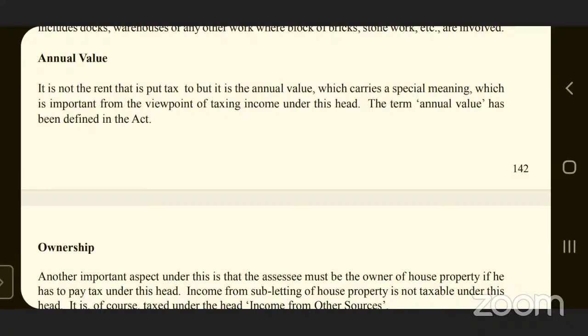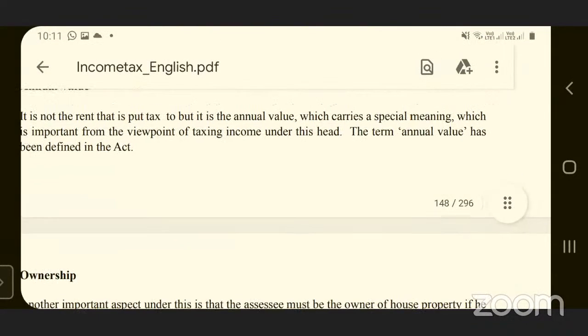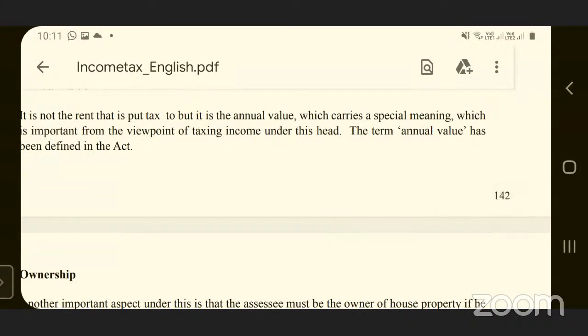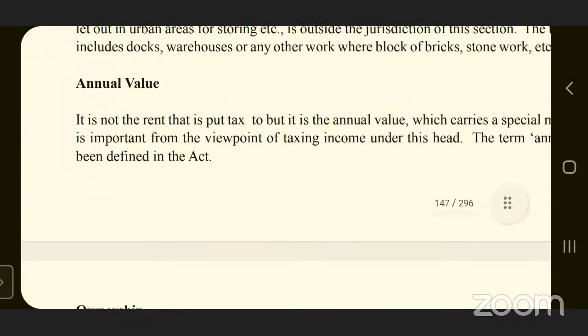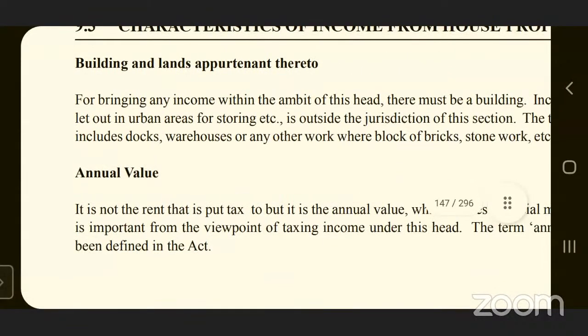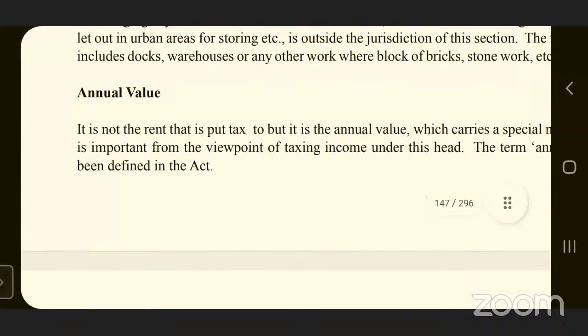It carries a special meaning, which is important from the viewpoint of taxing income, and certain steps are required, which you will come to know later. So not only knowing the aspect of rent is important. The calculation of annual value, which is interrelated with rental value, and knowing that annual value is important. So what are the steps for computing the annual value? Let us see.